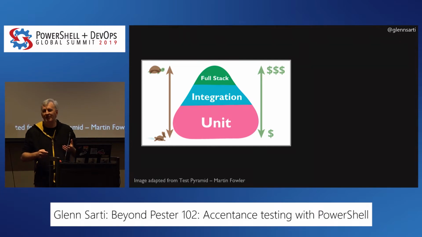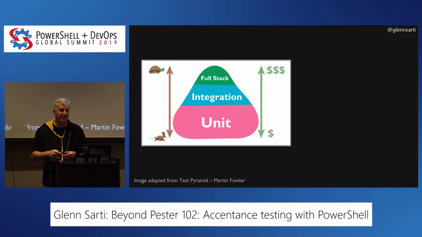Why? Think of it as a quality budget. You've only got a finite amount of money to spend, so you can have lots of unit tests because they're cheap, and very few acceptance tests because they're expensive.